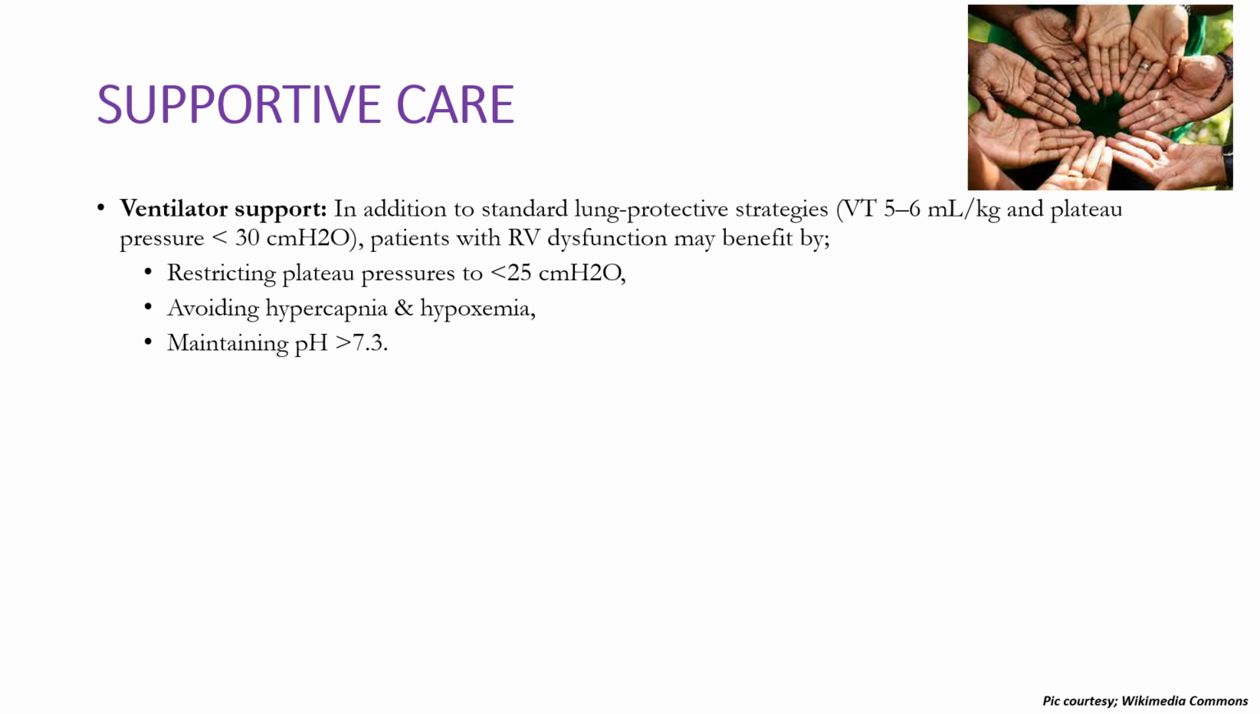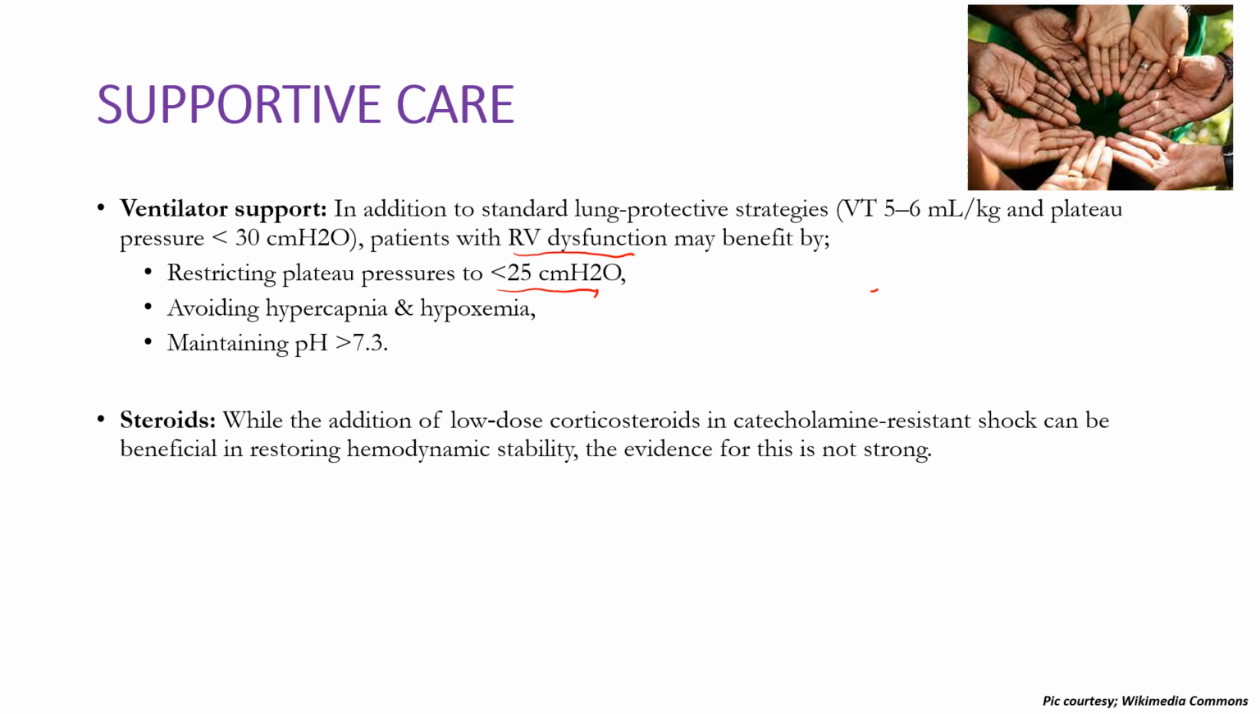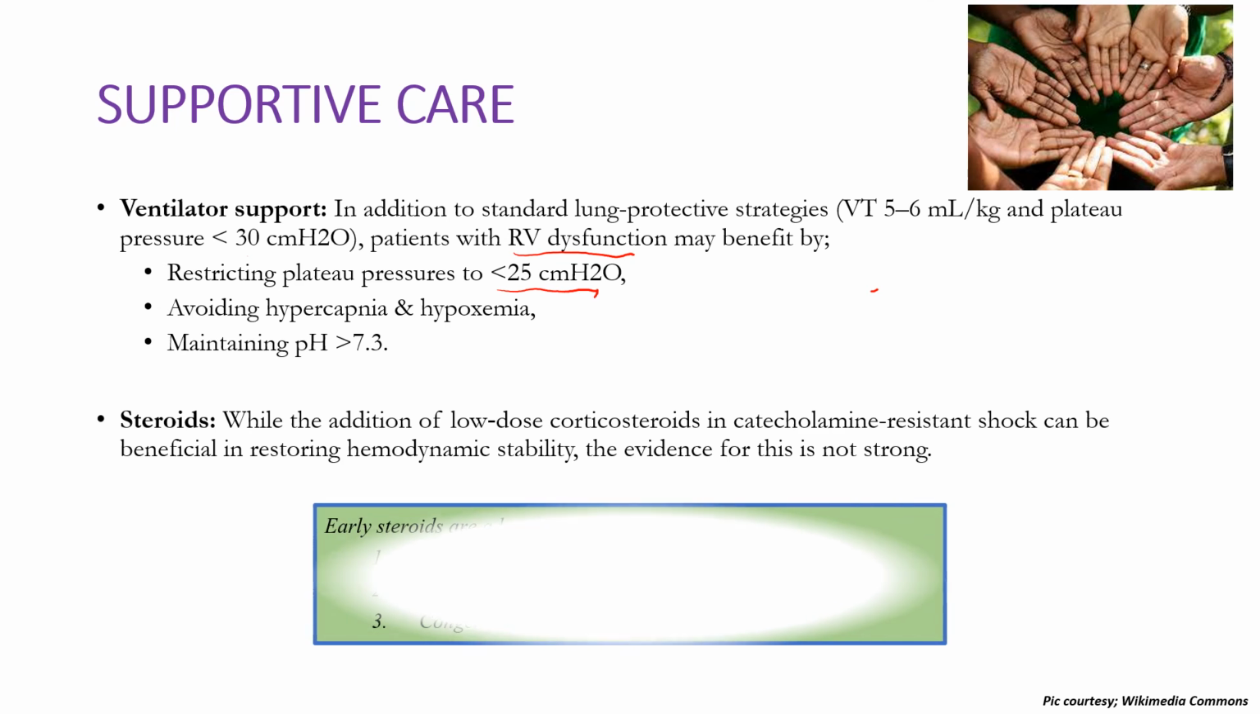In addition to the standard lung protective strategies, which include tidal volume of 5 to 6 ml per kg and plateau pressure less than 30 centimeters water, patients who have right ventricular dysfunction can benefit more by restricting the plateau pressures to less than 25 centimeters water, avoiding hypercapnia and hypoxemia and maintaining pH more than 7.3. The addition of low-dose corticosteroids in catecholamine resistant shock can be beneficial, but there is no strong evidence for the same.